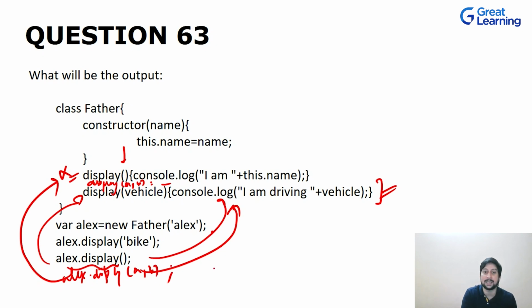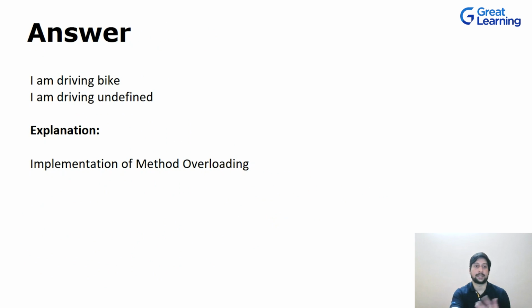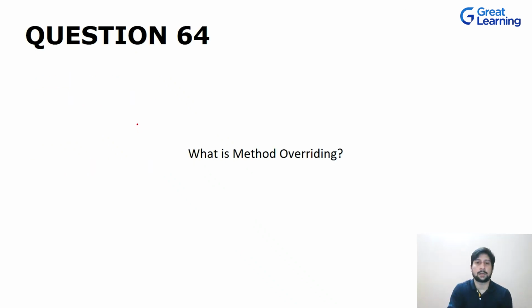What happens in that case? You just check it out, okay? See what happens. It will always take this one into consideration, okay? Cool. So this is the output: I am driving bike, I am driving undefined, and we implemented method overloading. Now let's talk about method overriding.